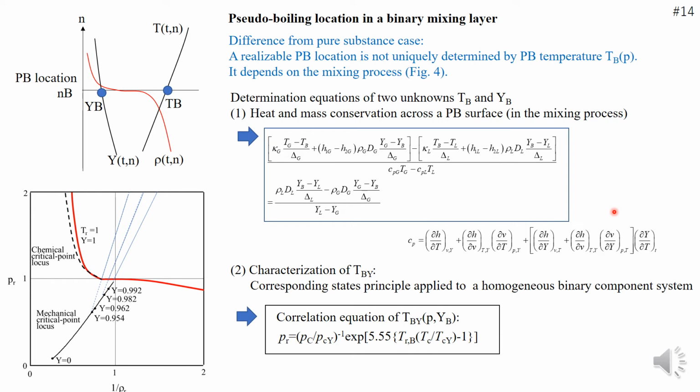A similar thing can be considered for a binary component system. But, as mentioned previously, the mass fraction Y of the condensable component in the mixing layer depends on the mixing process and should be locally treated as a function of temperature T. Therefore, the realizable PB location must be determined by the calculation of the mixing layer itself. This can be done by using these two equations: equation 1, heat and mass conservation across the PB surface, and equation 2, a characterization of TbY.